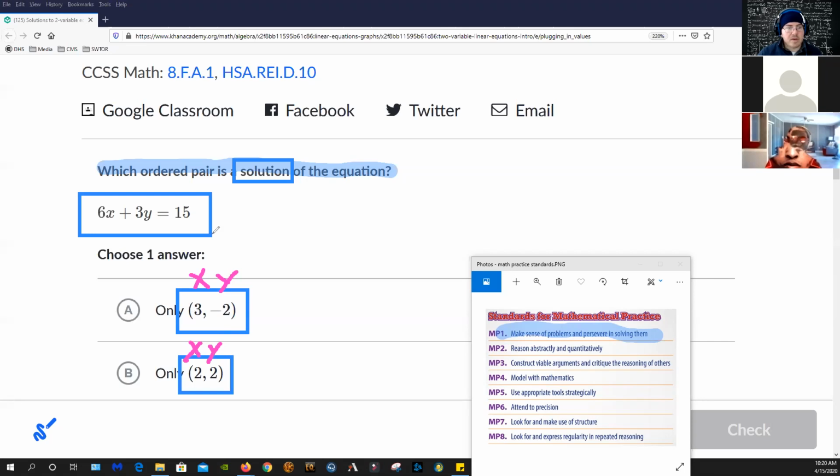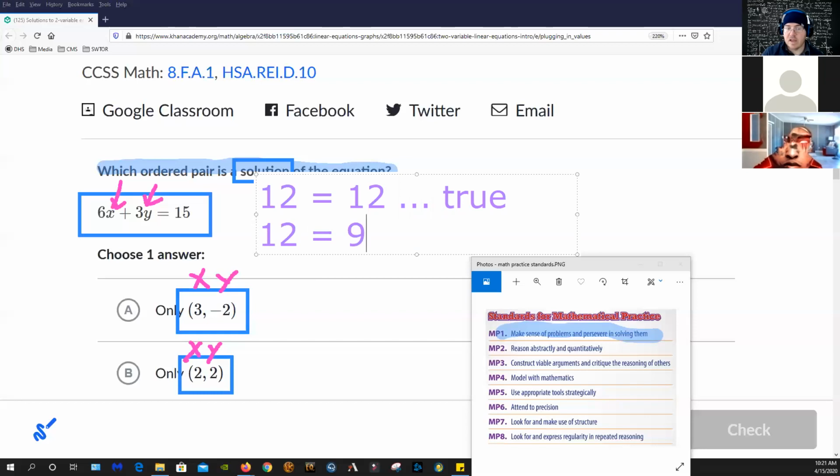So what we're going to end up doing is taking this equation, and then we're going to jam our x and y values in here and here and see what happens. Okay. So just to be clear, what kind of answers we're going to get. If we get something like 12 equals 12, that's going to be a true statement. It'll always work. However, if we do the math and we get something like 12 equals 9, then that means no good.